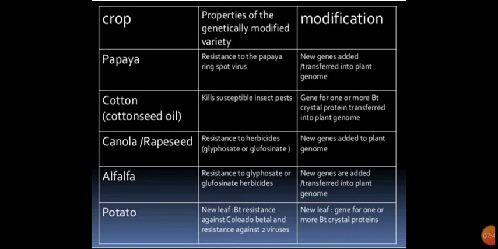The next is alfalfa, with resistance to glyphosate or glufosinate herbicide. The modification here is that new genes are added or transferred into the plant genome. The last is about the potato. The properties involved are NewLeaf, that is Bt resistance against the Colorado beetle and resistance against two viruses. The modification involved is NewLeaf, that is a gene for one or more Bt crystal proteins.